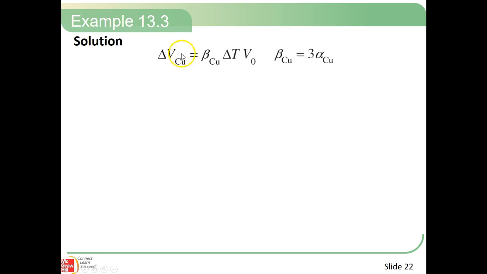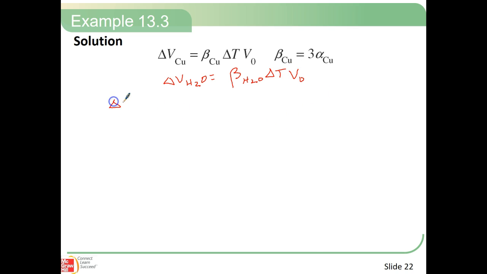We already know that the change in volume of the copper is the beta times the delta T times the original volume of the copper, and then the beta of copper is going to be equal to 3 times the alpha of copper because it's expanding in all 3 dimensions. The delta V for water is equal to the beta for water, and we take that times the change in temperature times the original volume.